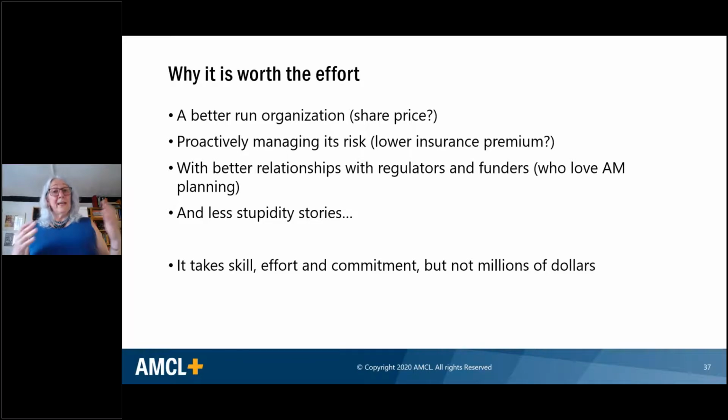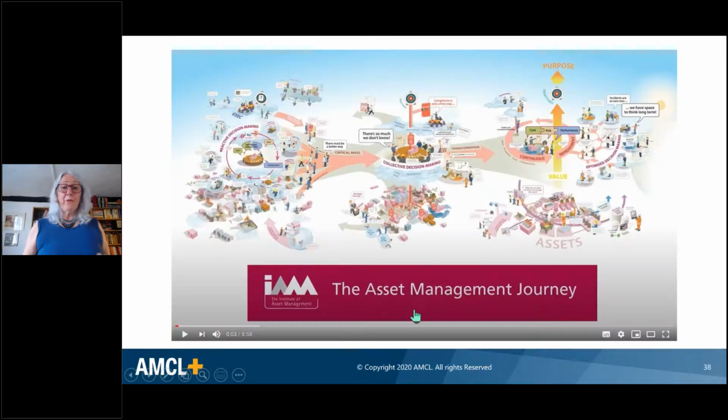But it takes the skills, knowing what asset management's about and learning the lessons from everybody else. It takes real work. It takes commitment from the top. What it doesn't require is millions of dollars. So it's not a matter of writing out a big check. It's more about making sure we have the skills, putting in the dedicated effort, and getting the commitment from the top.